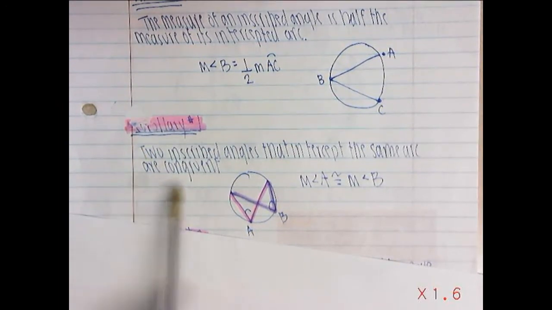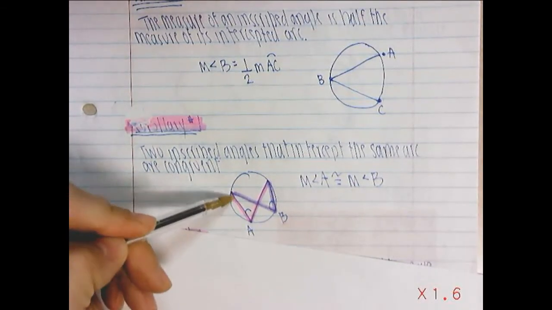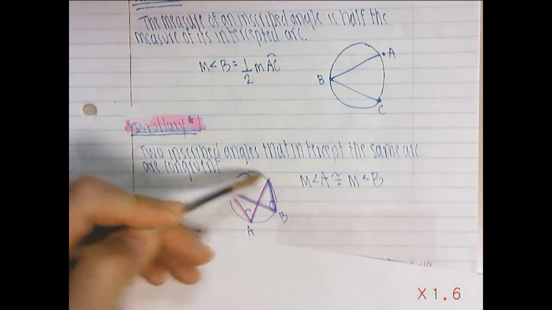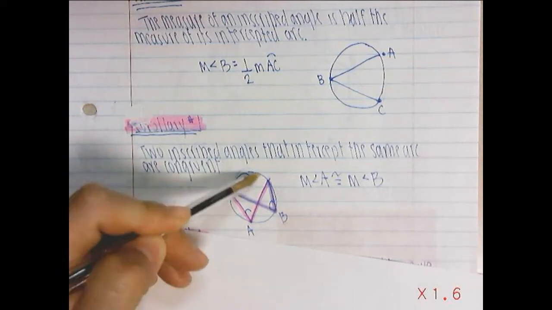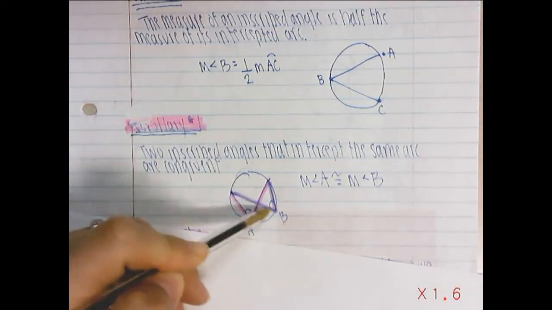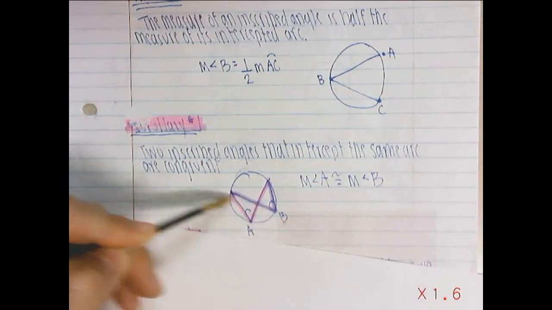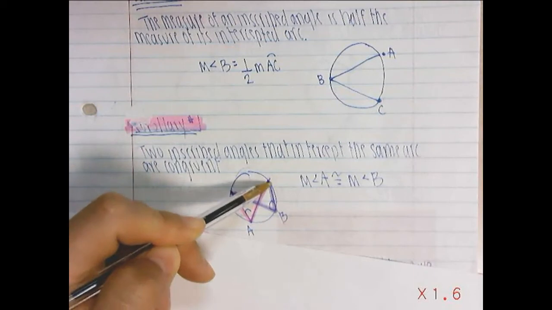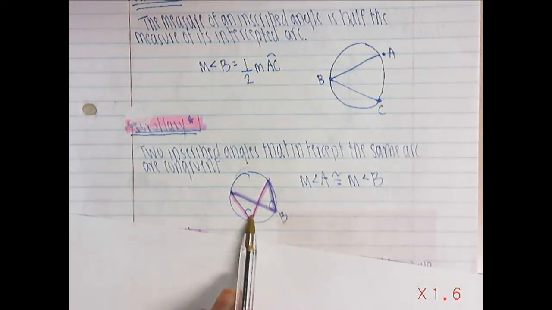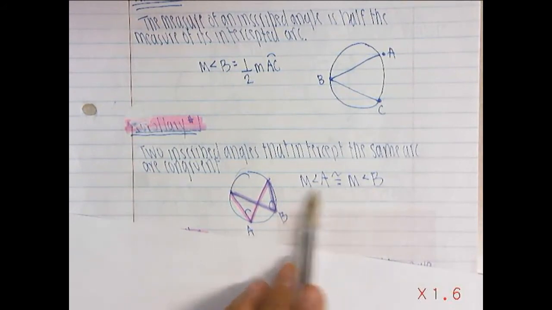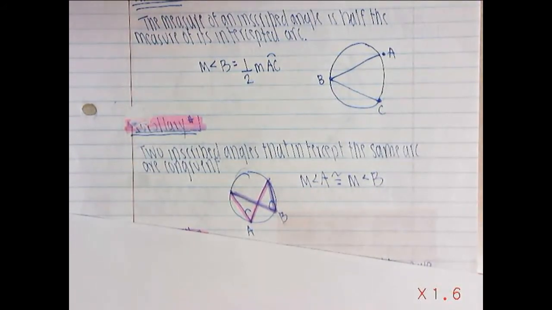So if you have two inscribed angles that intercept the same arc, that means they would be congruent. I drew an angle and highlighted it in pink, and it intercepts this arc right here. Although this angle B, highlighted in purple, is in a different location, it intercepts the same arc. As a result, the measure of angle A and angle B would be congruent. They'd be the same.